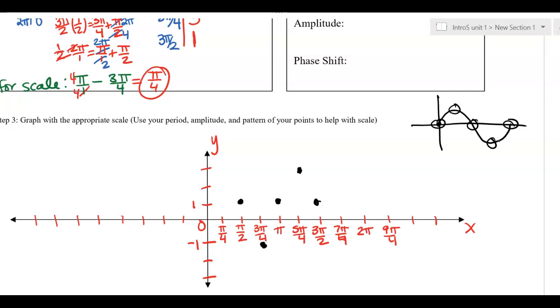So this makes sense, right? This is the middle of my function. That's the highest point and that's the lowest point. Is that okay with everybody? Now I could continue and fill in some more points so that I can see not just this one section of the graph, but sections on either side of it. So again, remember this is the middle.